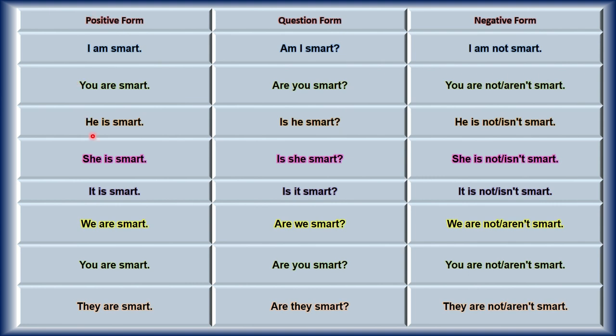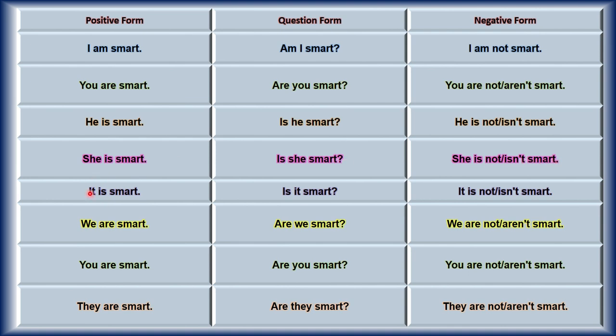Positive form. He. It's about men. He is smart. Question. Is he smart? Negative. He is not smart. He isn't smart. Positive form with she. It's about a girl. She is smart. Is she smart? Negative form. She is not smart. She isn't smart.